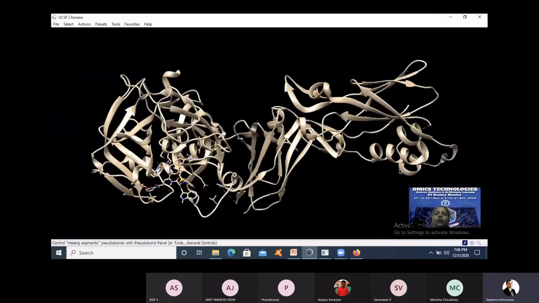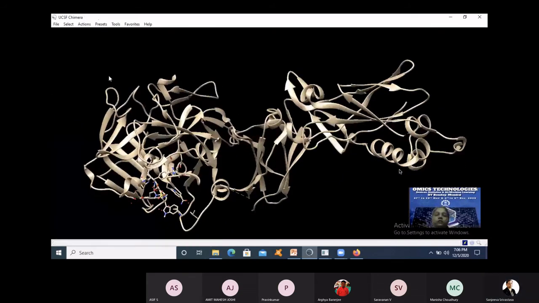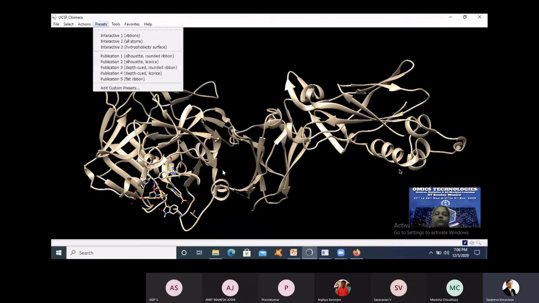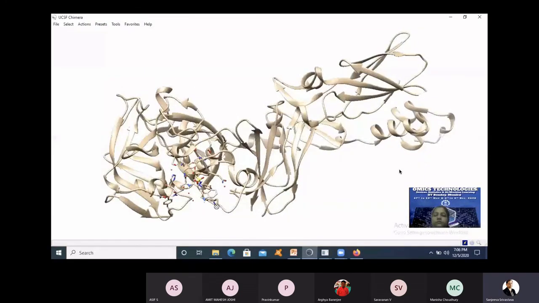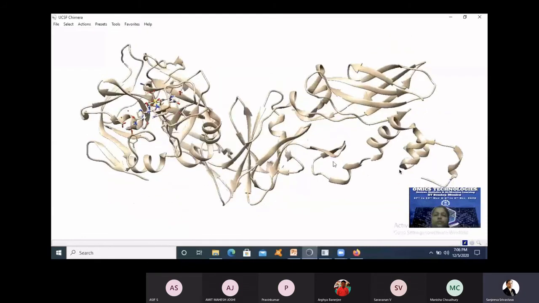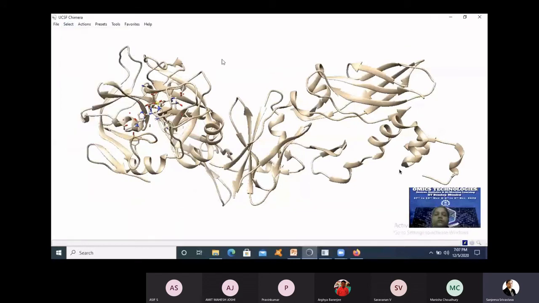Here we have the heavy chain, light chain, and the tissue factor. Heavy chain and light chain are of factor 7a, and tissue factor was the protein that we wanted to dock. I'll just make the background white. Then we can color each chain so that it will be easy for us to differentiate.